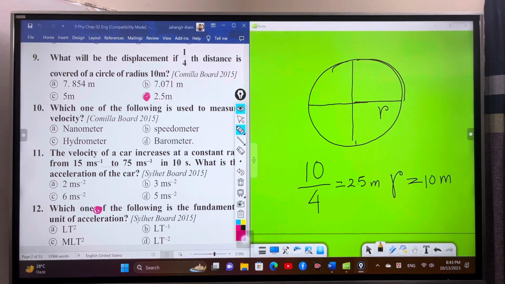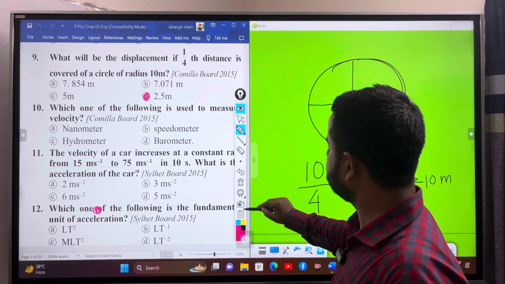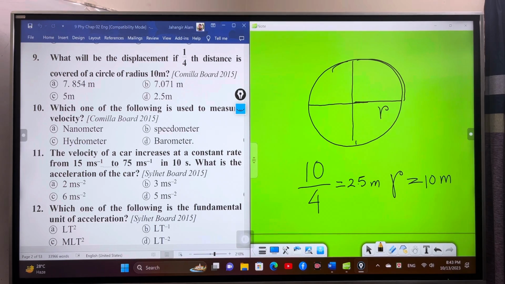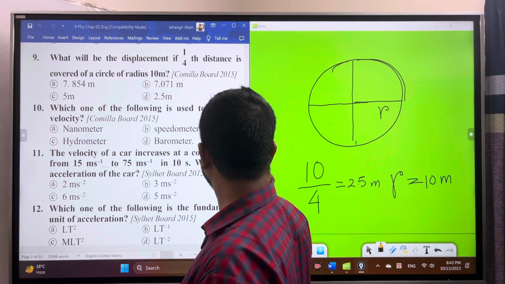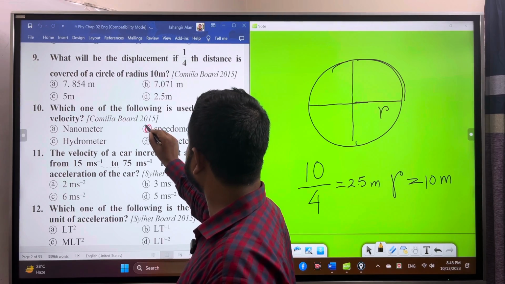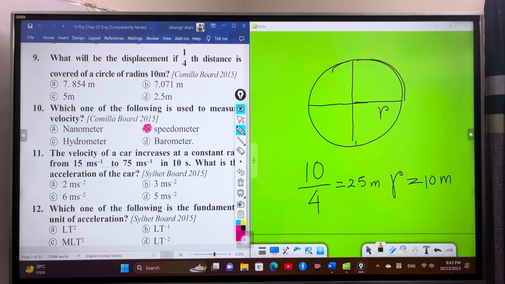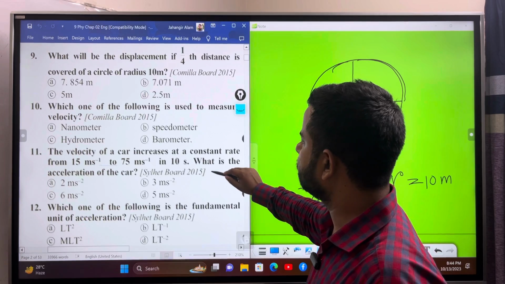Which one of the following is used to measure the velocity? Velocity, and the alternative name is speed. So speedometer, this one is the correct answer. Speedometer is the instrument by which we can measure the velocity.